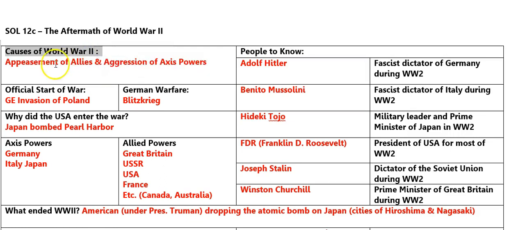So the cause of World War II, think about this, that we have the two things, the appeasement of the Allies and the aggression of the Axis powers. It was that giving in of the British and the French and the aggression of the Japanese and Italians that is what led to the war. The official start of the war is the German invasion of Poland.